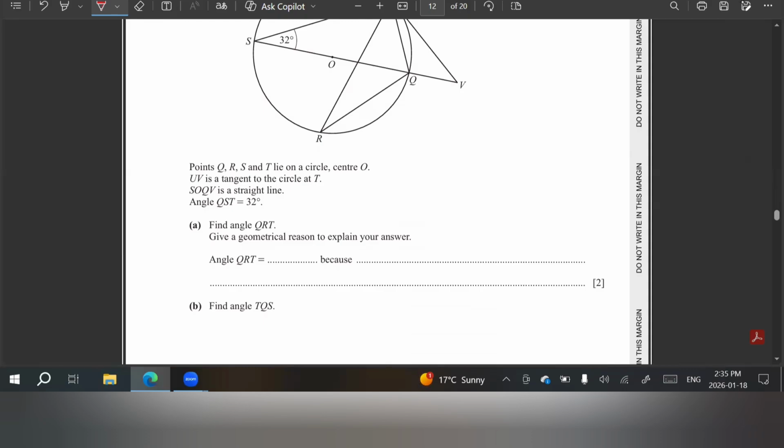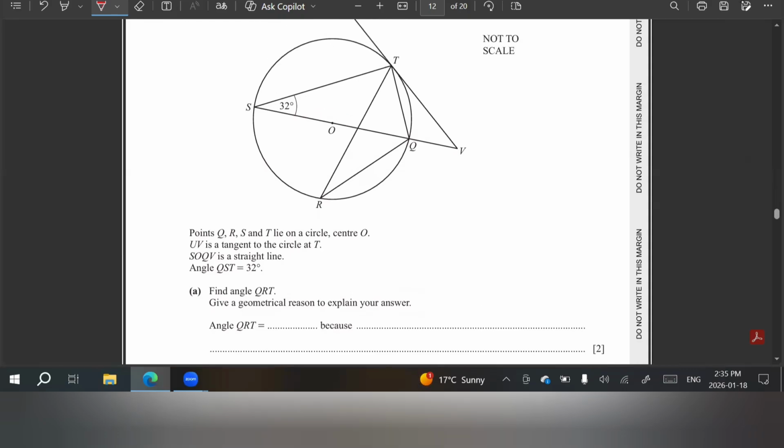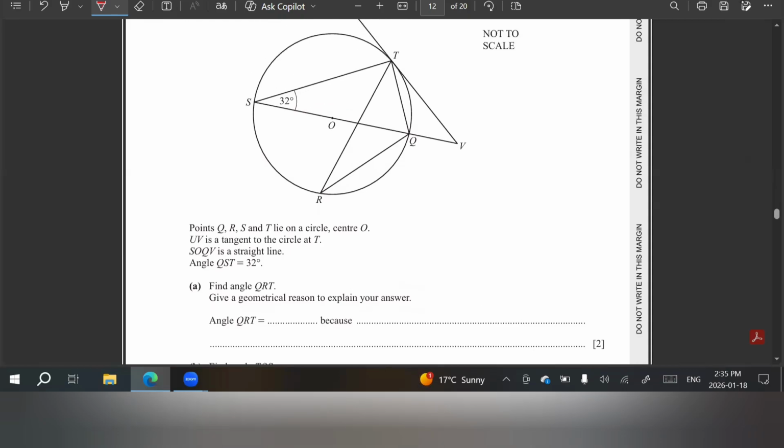So I know that QRT is this angle. They want me to find this angle. You see this chord TQ, it goes to the circumference, and we have 32 here. So this angle and this angle are equal to each other, because the TRQ angle and the TSQ angle are both the same.